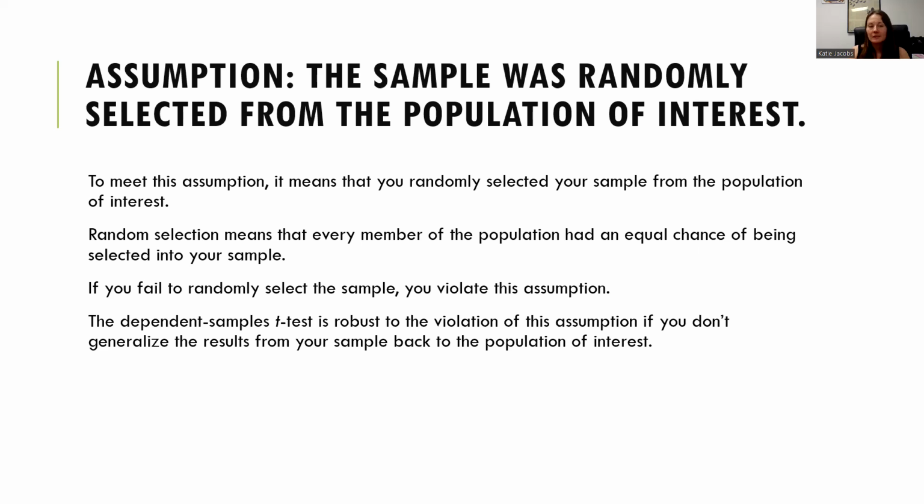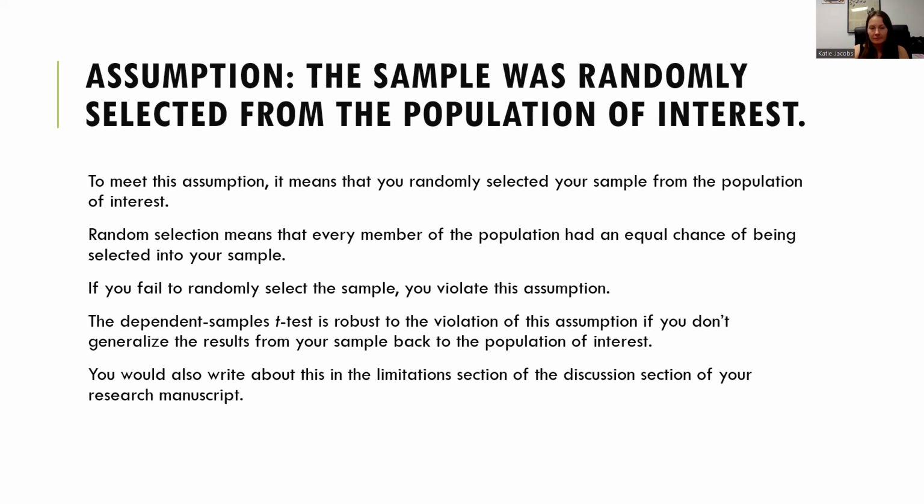However, the dependent samples t-test is robust to violations of this assumption if we don't take what we find from our sample and try to apply it back to an overall population. You would also put this in the limitation section of the discussion section of your research manuscript.